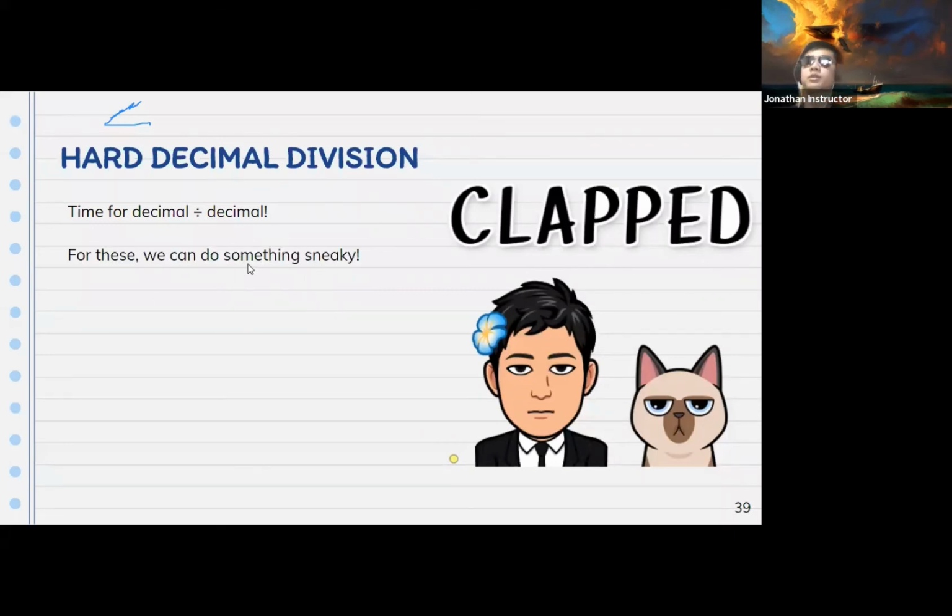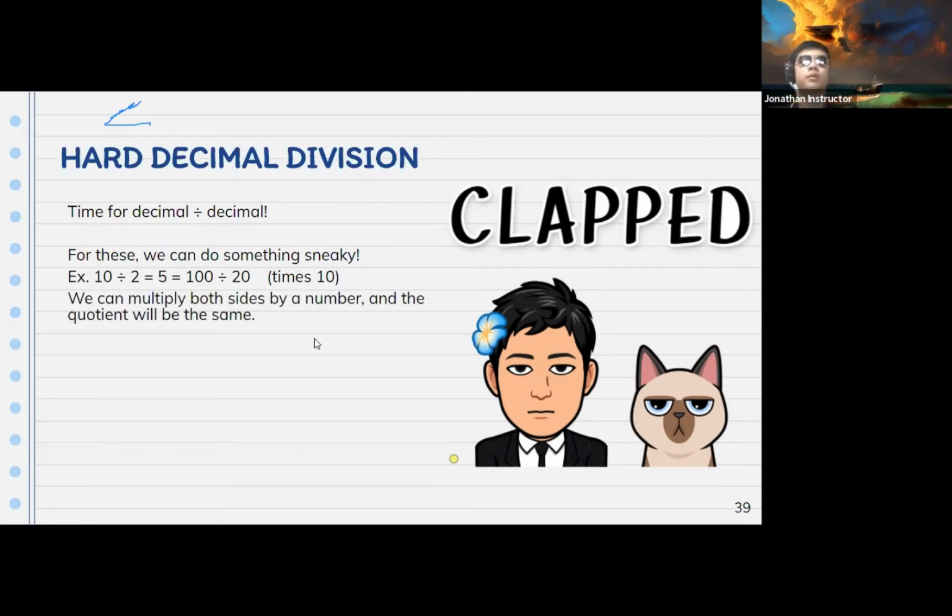What do we do here? 10 divided by 2 is 5, and 100 divided by 20 is 5. So what is a pattern here that you see? When you multiply 10 by 10 and 2 by 10, 100 divided by 20 is equal to 5 as well. So what you can do is multiply the top and the bottom by a number, and it will be the same.